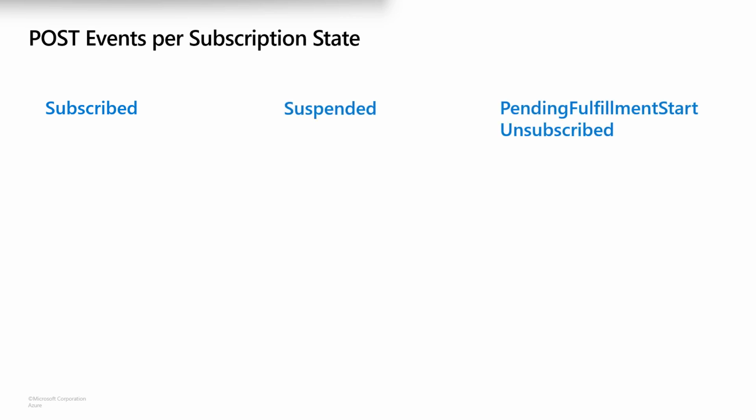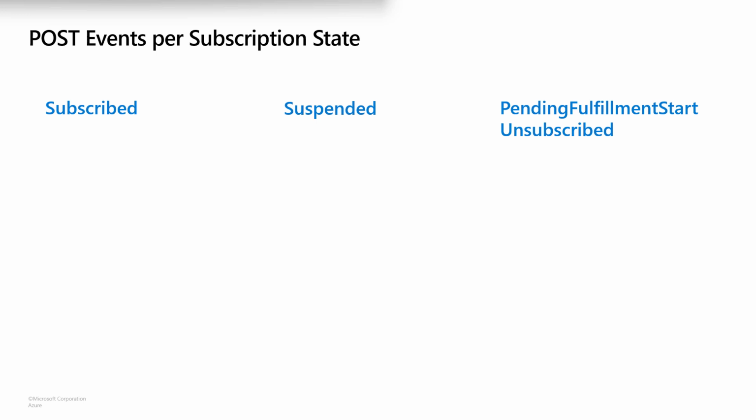What sort of events can you expect to be notified about? Firstly, webhook post events occur when changes are made to subscriptions on your offers, and the events that occur depend on the state of the subscription. So for example, a subscription might be in a subscribed state, or a suspended state, or in one of these two states, pending fulfillment start, or unsubscribed.